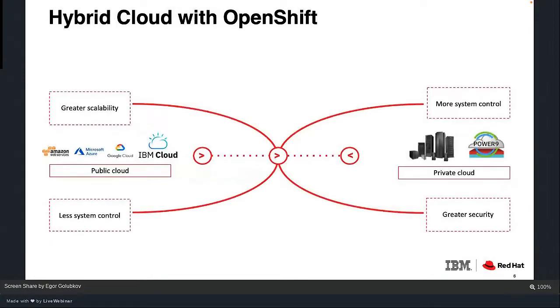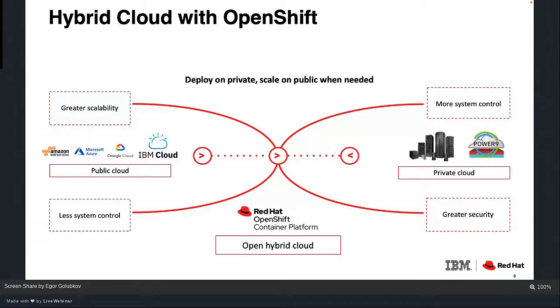If we have OpenShift, then we see that from one side we have public clouds with all the strong sides like scalability in terms of costing, but of course we have less system control. And on the other side we have the on-premise infrastructure with Power and with storage. We have more control, more security, but of course a higher investment in the beginning. And the hybrid cloud is somewhere in the middle, connecting both sides, and it gives us the open hybrid cloud platform to connect both sides and get the best out of it. So this is where we could place Red Hat OpenShift.